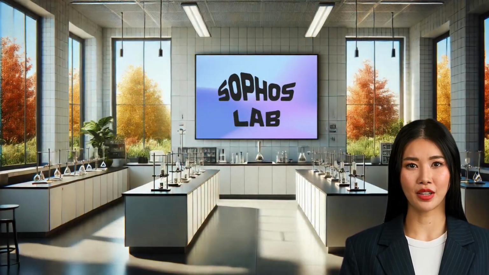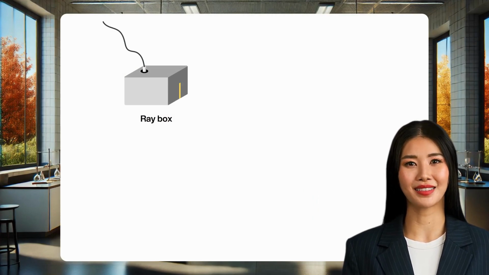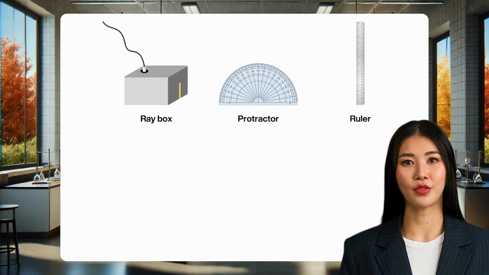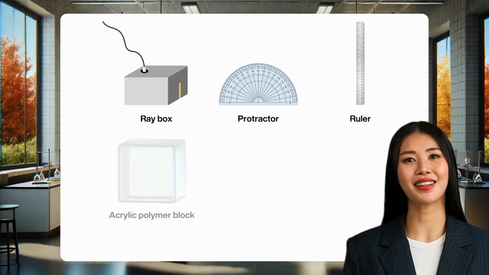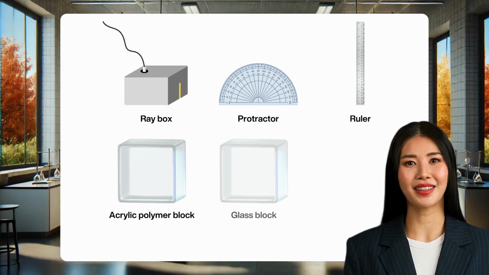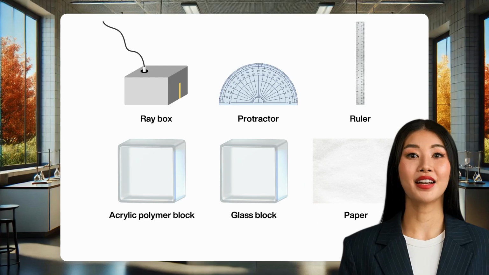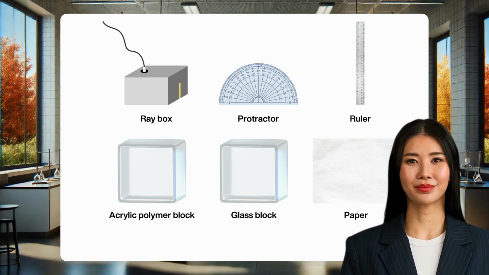For this experiment, you'll need a ray box, slit, and lens to create a narrow beam of light. You'll also need a protractor to measure angles and a ruler to draw the normal line. As we mentioned in our introduction, we also need a rectangular acrylic polymer block and rectangular glass block. Finally, you'll also need some paper and pencil to write with. Now that we have our materials together, let's get into the procedure for our practical.